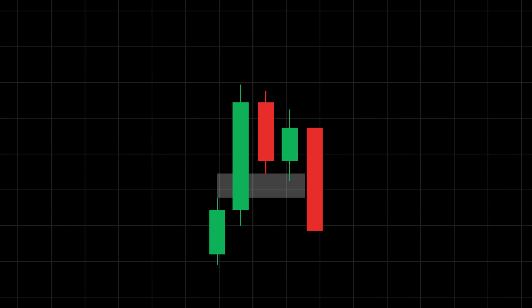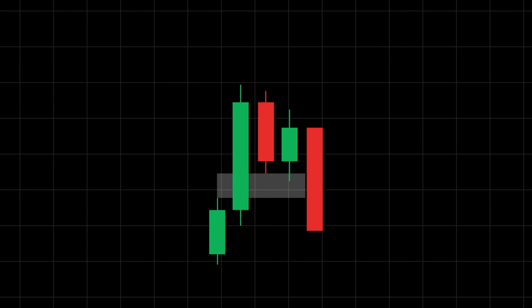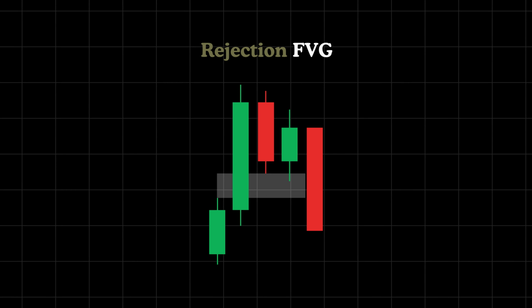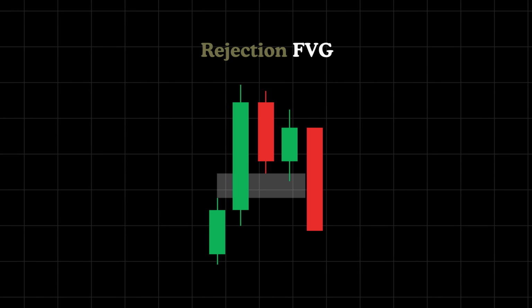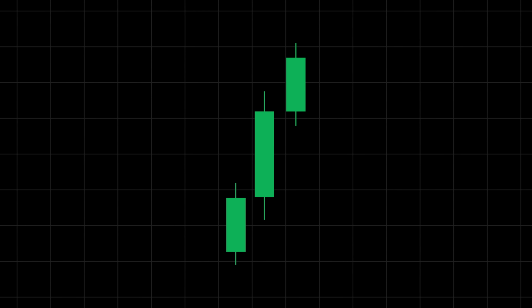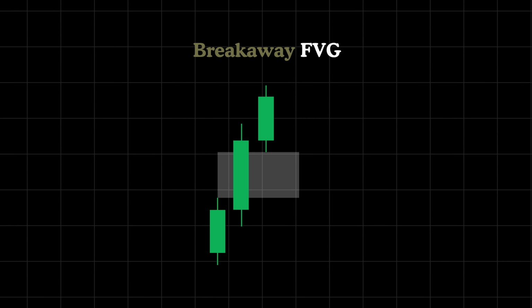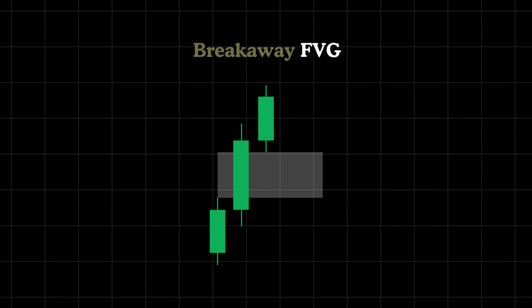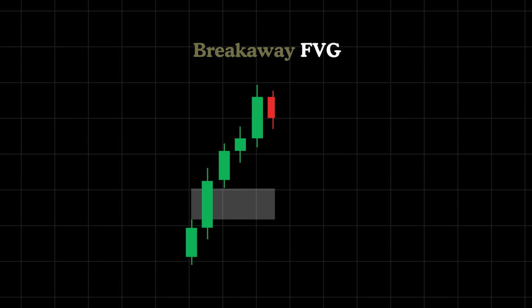For instance, if the third candle turns out to be bearish, we classify this as a rejection FVG. These setups should generally be avoided. Why? Because the formation of a bearish third candle signals strong seller presence, even during a bullish move. While price might initially react positively from this gap, the likelihood of a quick failure is significantly higher.